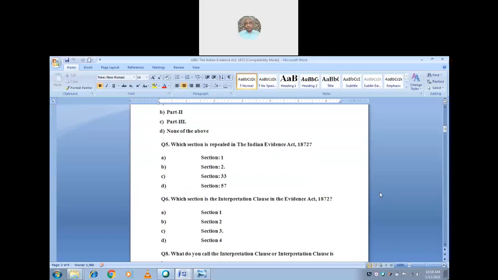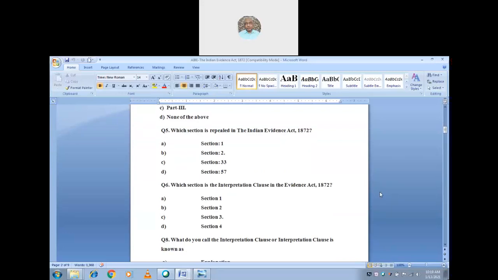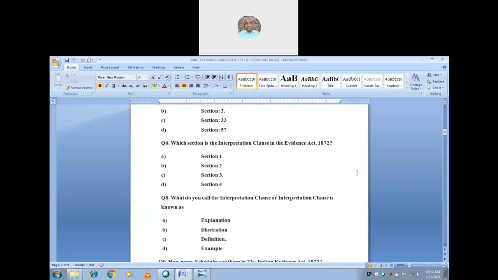And which section is repealed in the Indian Evidence Act 1872? Is it section 1, section 2, section 33 or section 57? The answer is section 2, which is repealed from the Indian Evidence Act.